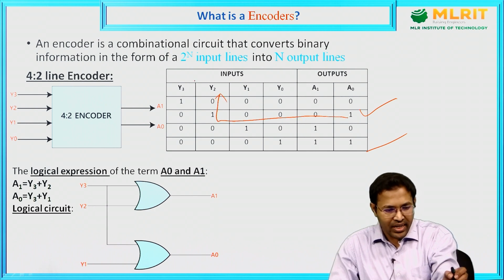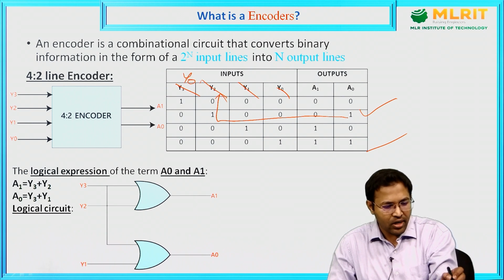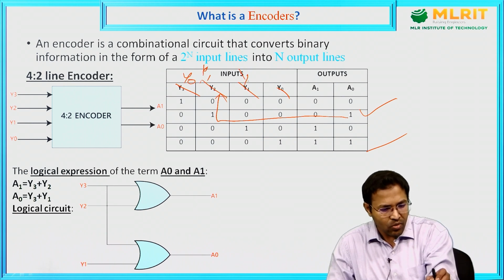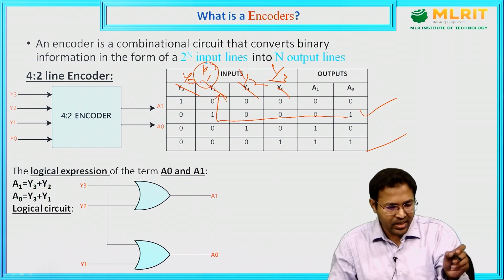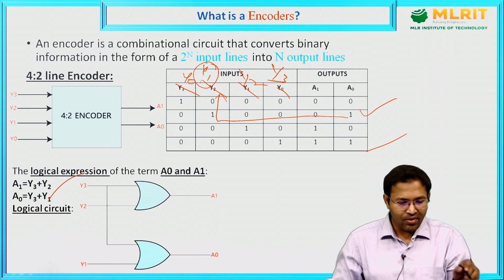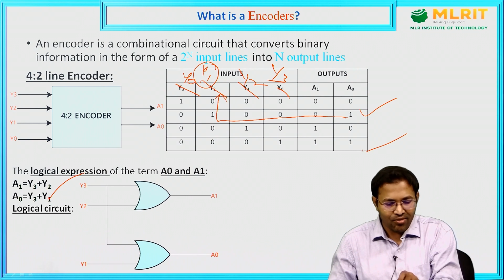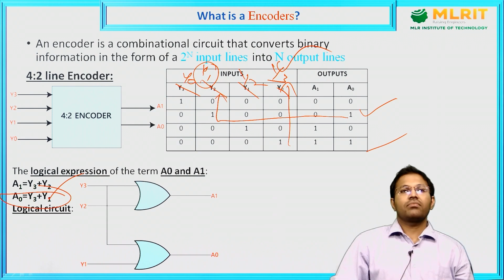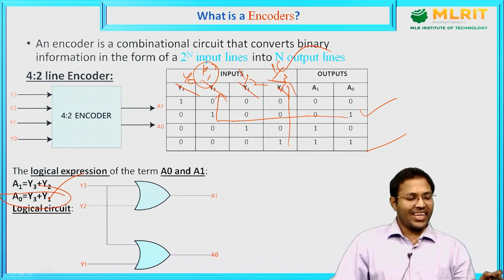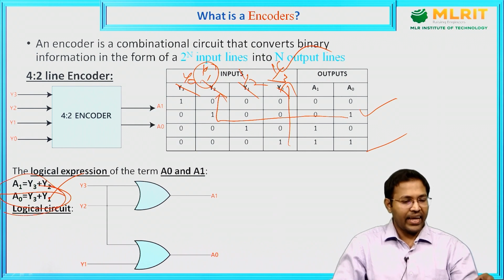So here, what was the sequence that we considered? y0, y1, y2, y3. Okay. So y1 for a0, then where else do we have 1? We have 1 here, so y3. Fine. So that is how we can get the expressions for a0 and a1.